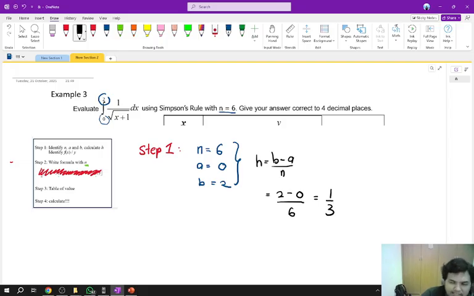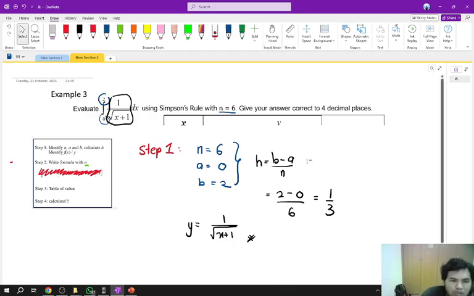Next, before we move on, we need to identify the y or the f(x). So f(x) or y is what is being used inside the integration. So now we have 1 over sec x plus 1. Okay, so we have done step 1, moving on.